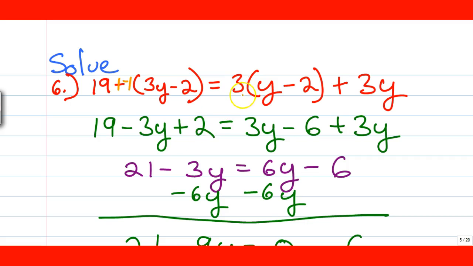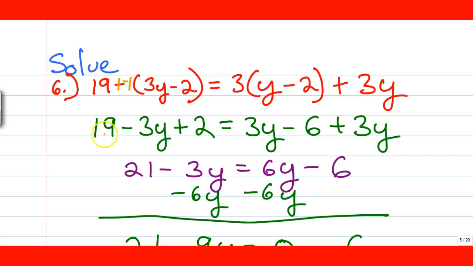On the other side, I'm going to go ahead and distribute that 3. So 3 times y to make a 3y, 3 times a negative 2 to make a negative 6, plus 3y. So I've taken care of the first step in simplifying, which is clearing the parentheses. Now I need to combine like terms.